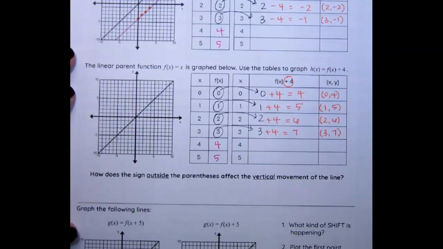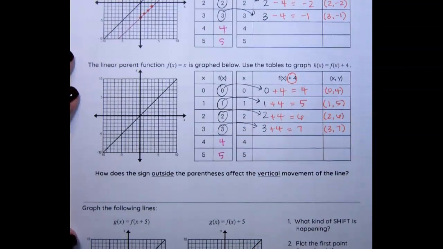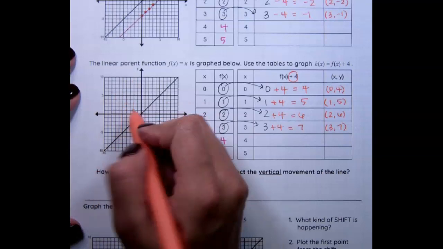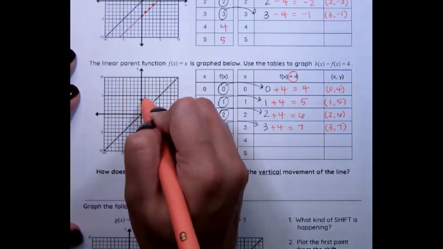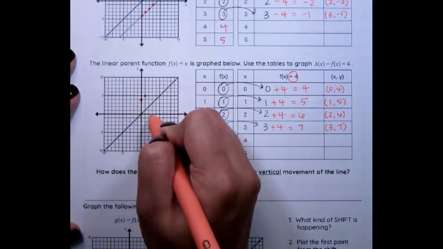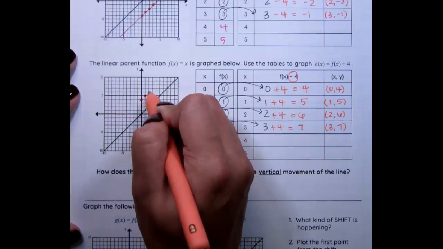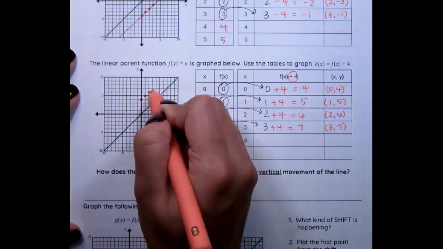So now I'm going to graph those. If you want to fill these out, go for it. Your teacher will not be upset if you do extra points than what I did. So 0, up 4. 1, up 5. 2, up 6. 3, up 7.